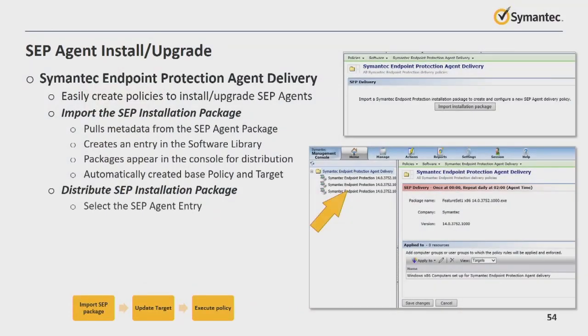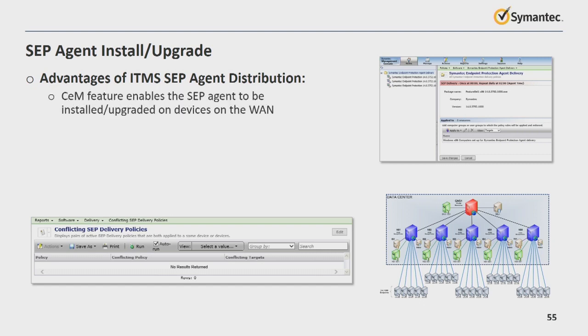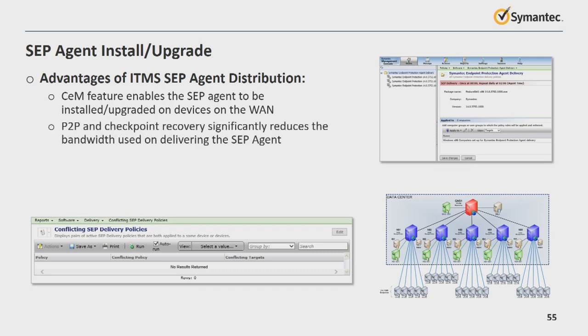So basically what you do is you select the agent policy entry itself, let's say the 32-bit. You adjust your target to whoever you want to deliver it to. You enable the policy just like a managed software delivery policy, and off it goes, and it installs the SEP agent. Okay. What's really great about it is it allows us to deliver SEP agents all around because SEP itself doesn't do it. It allows us to use P2P and checkpoint recovery to get it out faster and report back the saturation of the agent, let's say, or the success of the delivery.